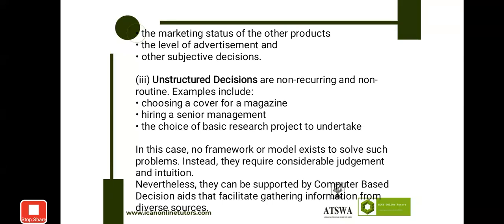We have unstructured decisions. They are non-recurring and non-routine. Examples include choosing a cover for a magazine, hiring a senior management, and the choice of basic research projects to undertake. So here is not a routine thing, okay?